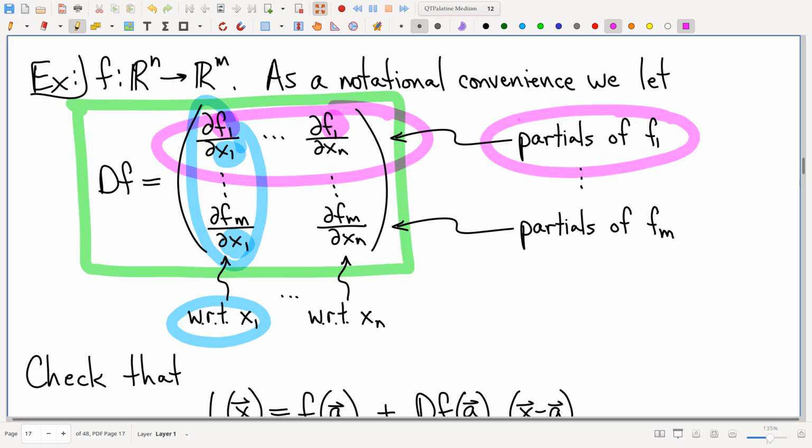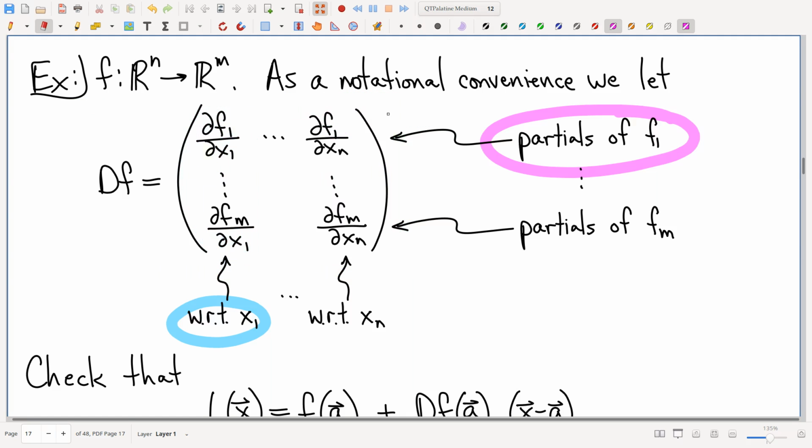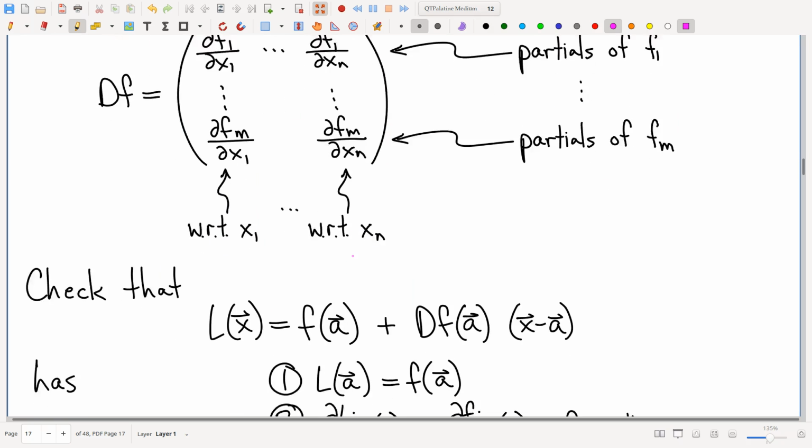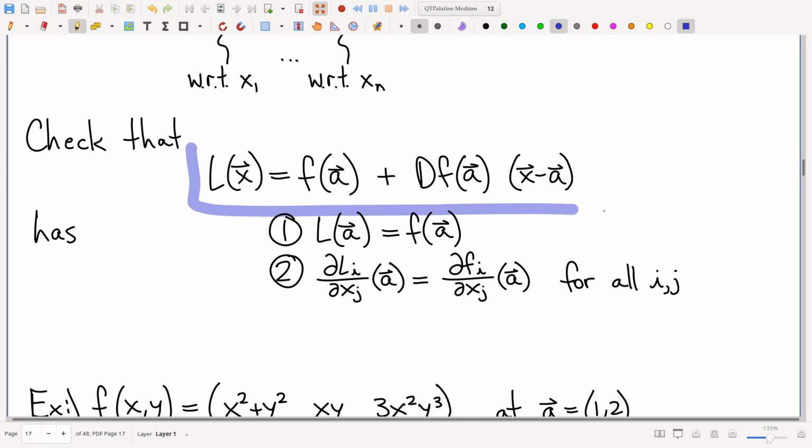Cool. Okay, so with Df established like that, here's the cool fact. This is the form of the linear approximation, and oh my gosh, it looks so familiar, right? In single variable, this was the derivative that we multiplied by the scalar x minus a. With multivariable real valued, this was a gradient that we dotted with the vector x minus a. Here we have this great big matrix that we matrix multiply by x minus a. So the structure of these linear approximations is very similar, but they are all different in their ways.